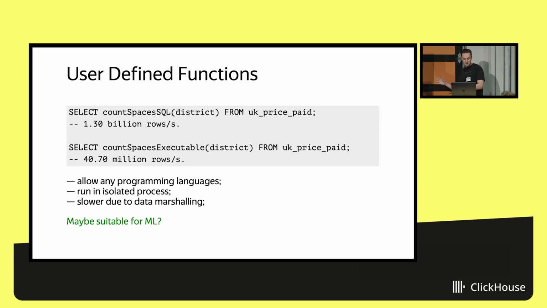It runs in an isolated process. It is slower due to data marshalling. And also we can ask a question. We have written this code in Python. Maybe it is slow because Python is a slow programming language. So why not use Rust? Why not use C++ to do the same? But maybe this approach will be suitable for our purpose, for machine learning and AI.